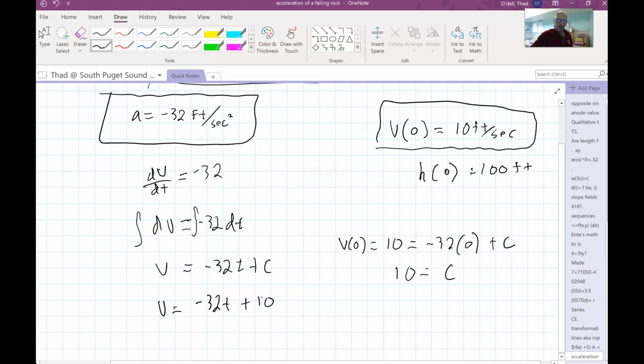Okay. Now remember, our goal is to come up with an equation that will tell me the height of the object based on the time since it left the person's hand. So I have a new equation here.